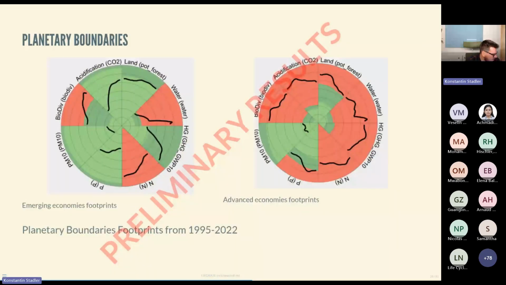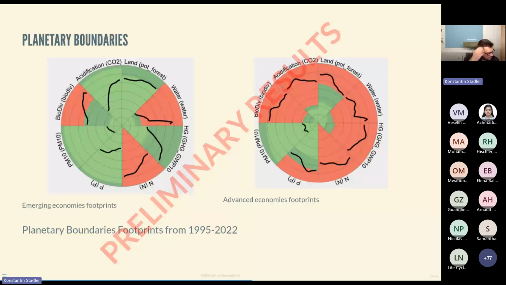With the new impact categories, we can also use Exiobase to analyze planetary boundaries. And here we have the planetary boundary footprints from 1995 to 2022 for different categories. We have emerging economies on the left and advanced economies on the right. And the timeline shows you the development of the consumption footprint relevant for this planetary boundary. And the color indicates if the boundary is already surpassed for the specific economy.